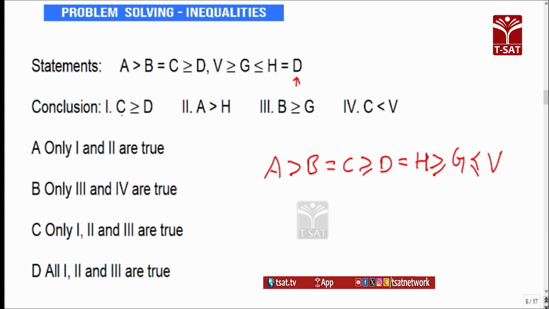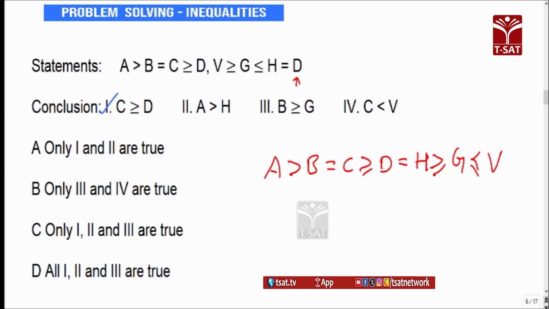See the first conclusion. C is greater than or equal to D. So check the letters C and D. You have C here, you have D here. So directly, C is greater than or equal to D. Here it is C is greater than or equal to D. Obviously conclusion 1 is correct. Let's check conclusion 2.